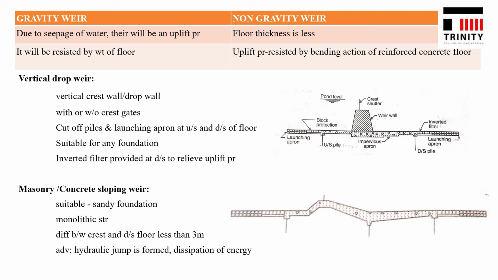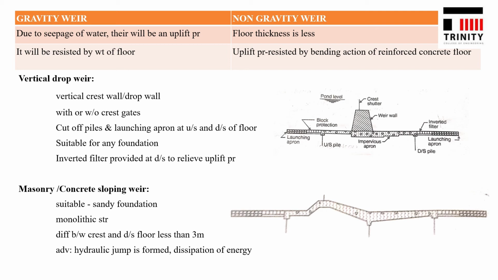That is, the pressure or force exerted on the weir from outside is an uplift pressure, and that is resisted by the weight of the floor itself. Then it is said to be a gravity weir. In the case of a non-gravity weir, the uplift force is not resisted by the floor thickness; an external support is provided instead. That is, uplift pressure is resisted by the bending action of the reinforced concrete floor.